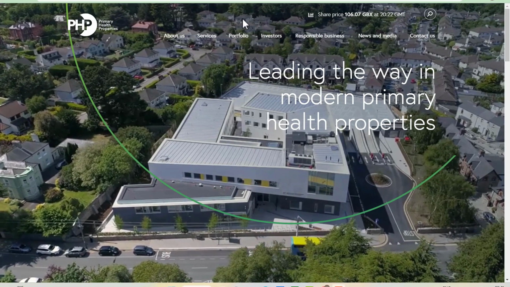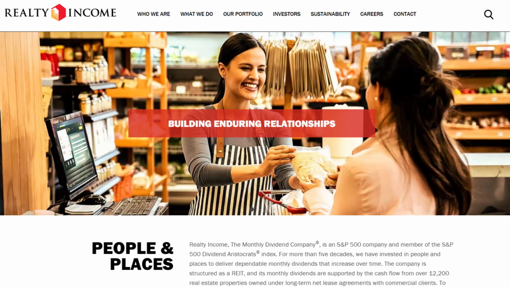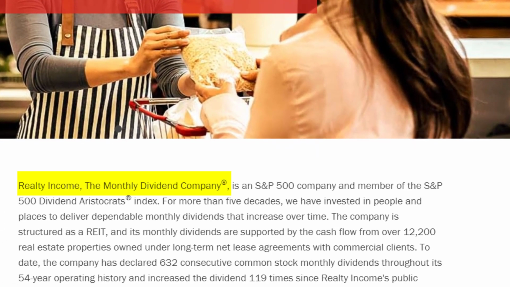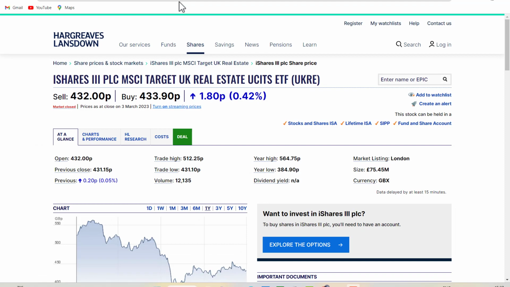You could choose to go down that individual route. I have a couple myself, so I do actually have EPIC. I also have Primary Health Properties. Another REIT that I'm invested in is Realty Income, which is a US-based S&P 500 company and is known as being the monthly dividend company. Or you could go for just an ETF, similar to UK RE, which is the iShares UK Real Estate ETF. As with all investing, it comes down to what you are looking to achieve.